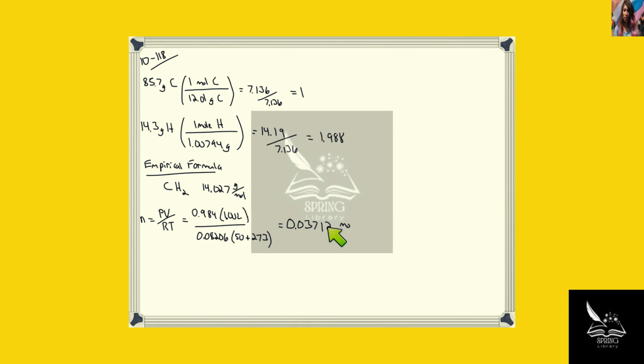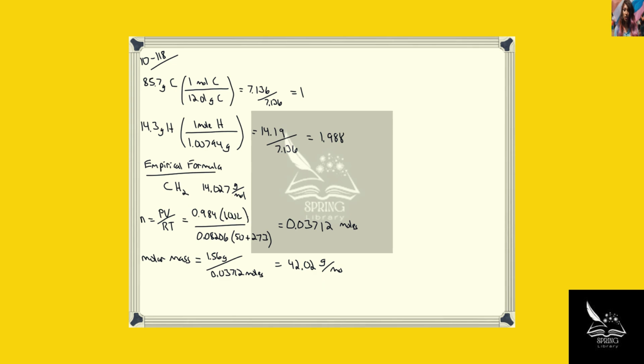The mass that corresponds to this moles was given to us at 1.56 grams. So 1.56 grams corresponds to 0.03712 moles. This ratio will tell us the molar mass, 42.02 grams per mole.